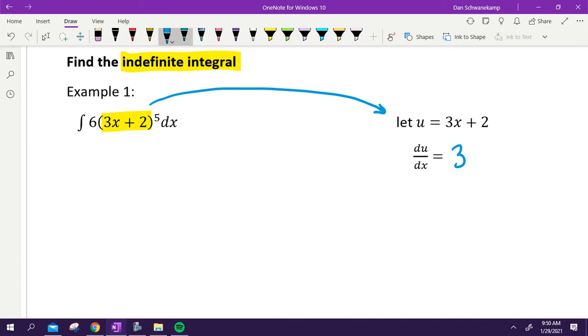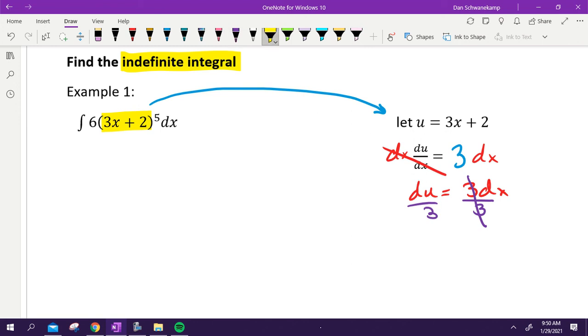Okay? So to get dx by itself, how do I get it out of the denominator? Multiply both sides by dx. So now I get du equals 3 dx. I am trying to get dx by itself. What else do I need to do to get dx by itself? Divide by 3. And that seems kind of strange, but you'll understand why here in a second.